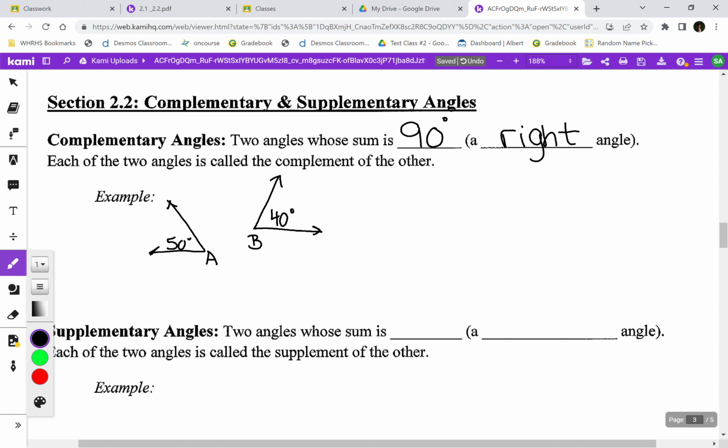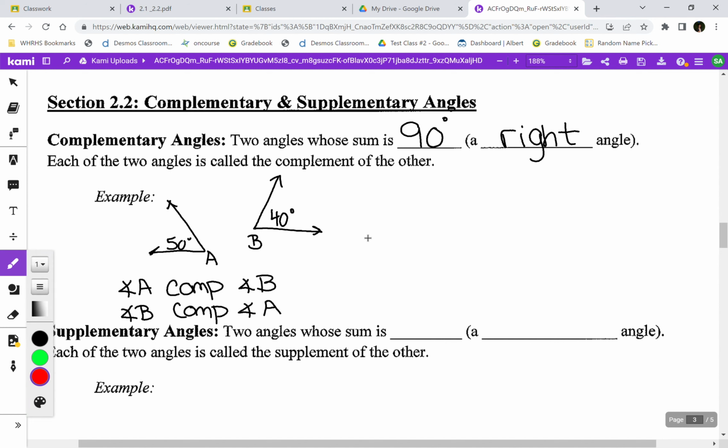Okay, complementary angles are two angles that add to be 90. Will 50 plus 40 add to be 90? Yes. So the way we would write this is we would be able to say angle A comp angle B. What that reads is angle A is a complement to angle B. You can also say the other way, angle B comp angle A. Angle B is a complement to angle A. All that means is the two angles add up to 90 together.